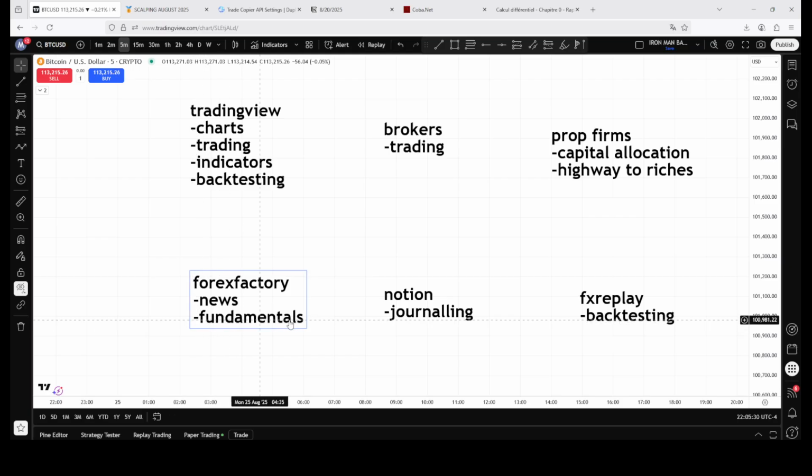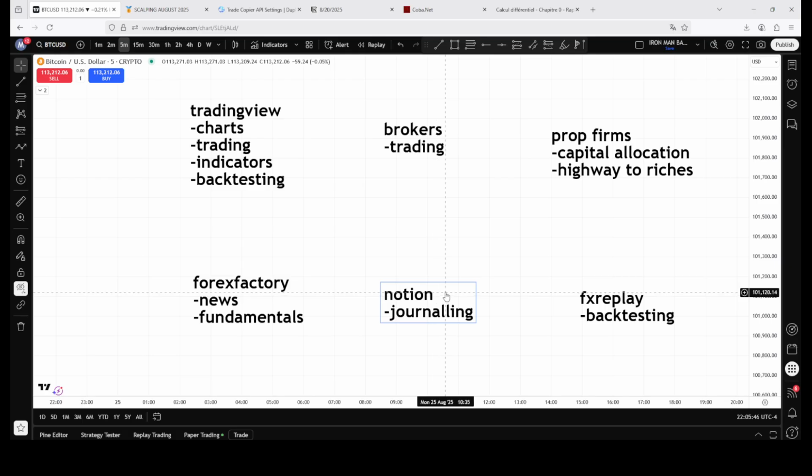Those are the news. They're called fundamental trading, which is the opposite of technical trading. Technical trading is trading based on the charts, and fundamental trading is trading based on real life, what's happening in life, war, whatnot. So this is where you're going to find all of your news.